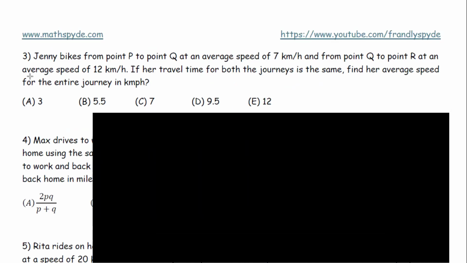Jenny bikes from point P to point Q at an average speed of 7 kilometers per hour, and from point Q to point R at an average speed of 12 kilometers per hour. If the travel time for both the journeys is the same, so T is the same, find her average speed for the entire journey in kilometers per hour.